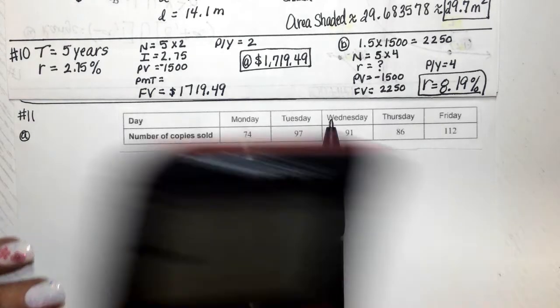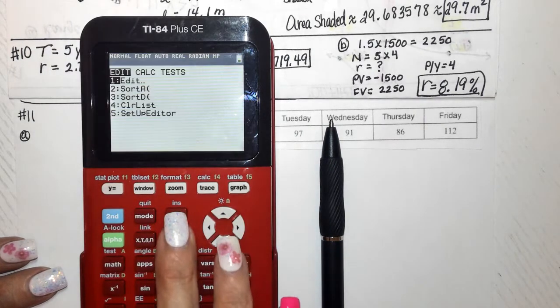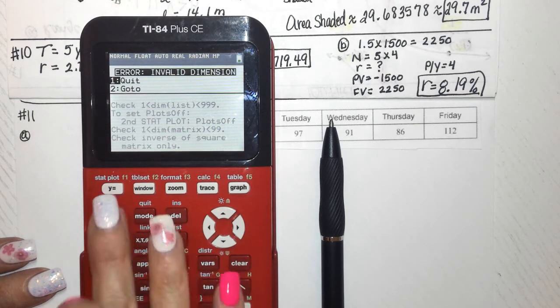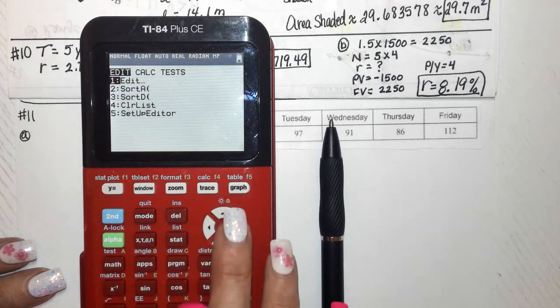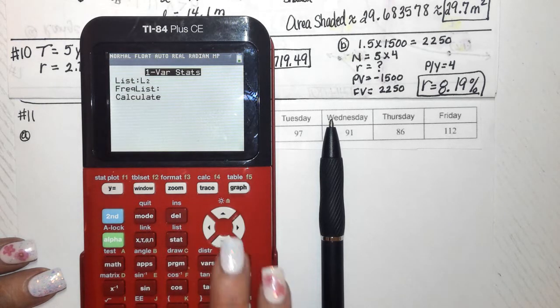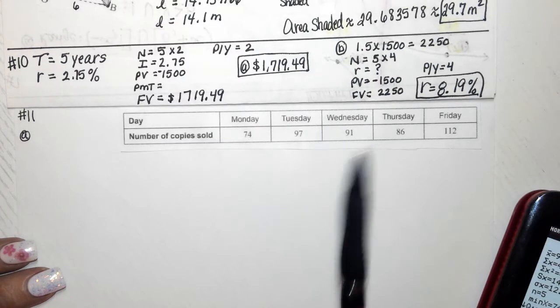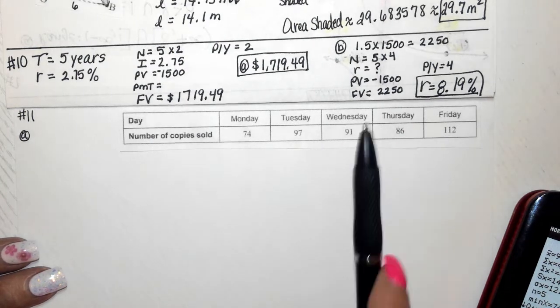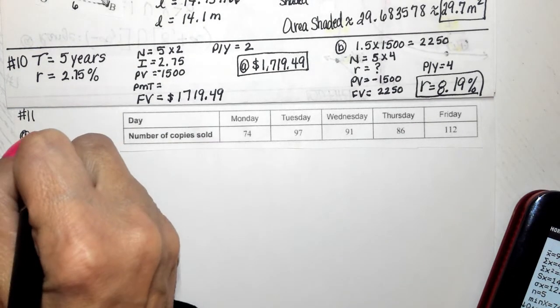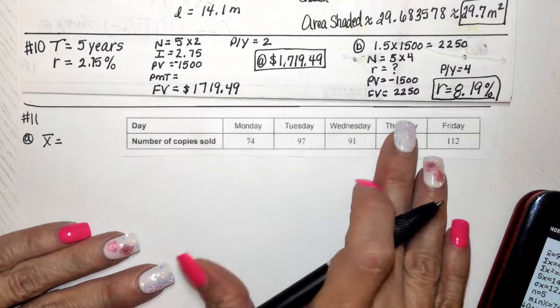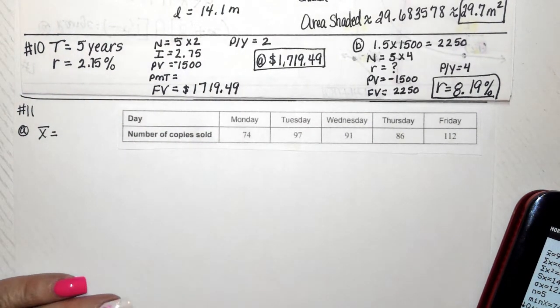Expected is the average. So let me go into stat, calculate the average. Oh, I think I messed that up. Stat, calculate Y bars. Let's do second L1. Yep. Okay. So I need to figure out what the average, I need to figure out what X bar is. What is the average newspaper sold?